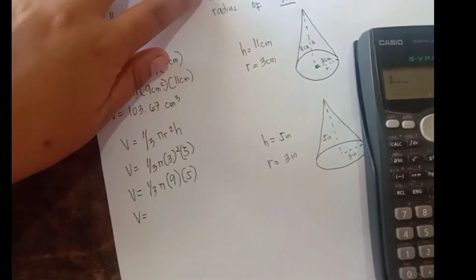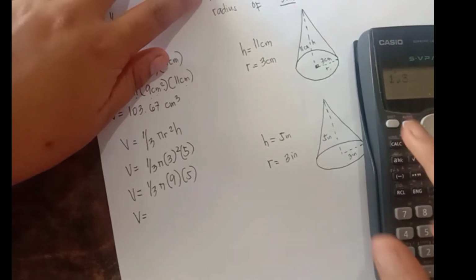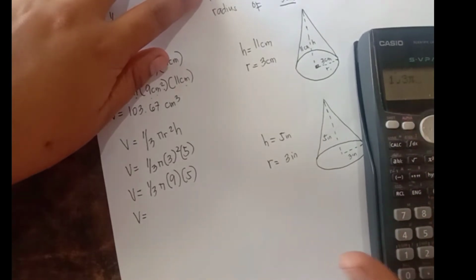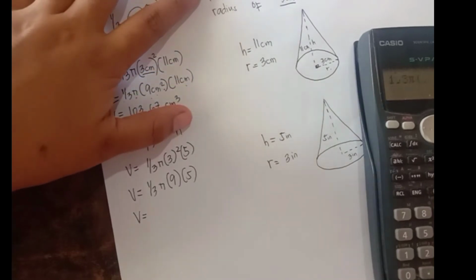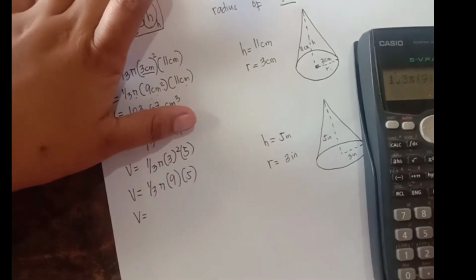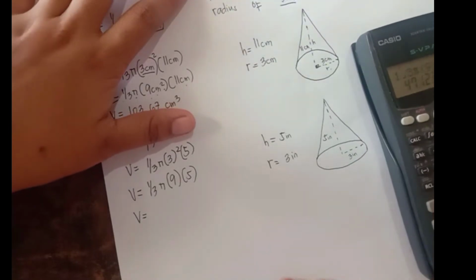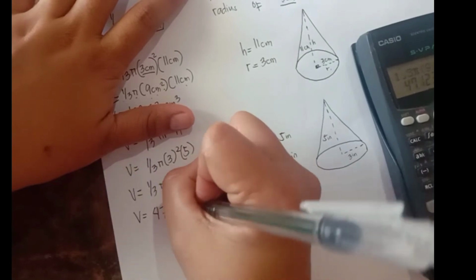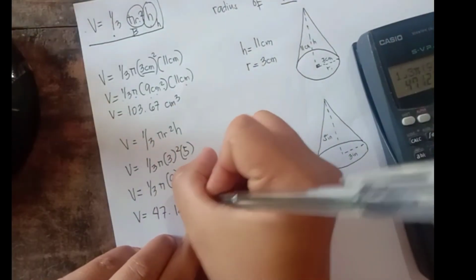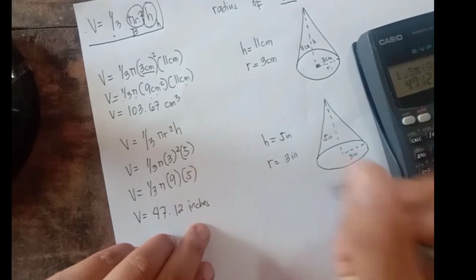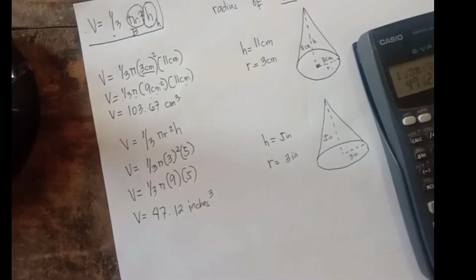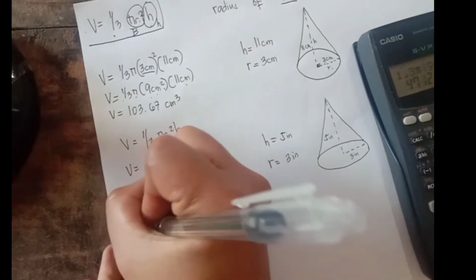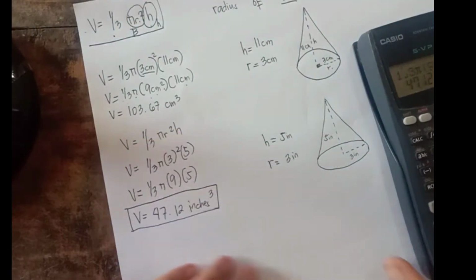Now, let us simplify the 1/3 times pi times 9 times 5. Okay? 1/3 times pi times 9, which is our radius squared, tapos times 5. What will be the answer? Yes, 47.12 inch cube. Yes, that is the answer of our volume.